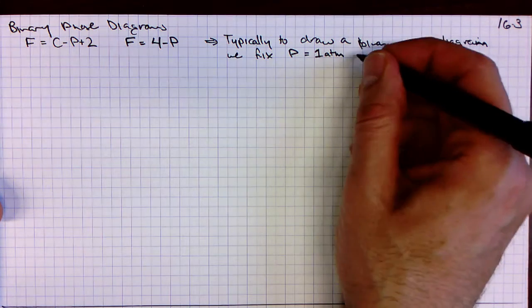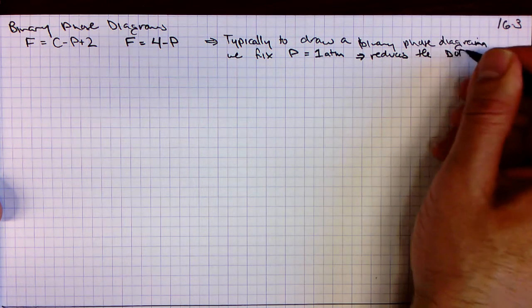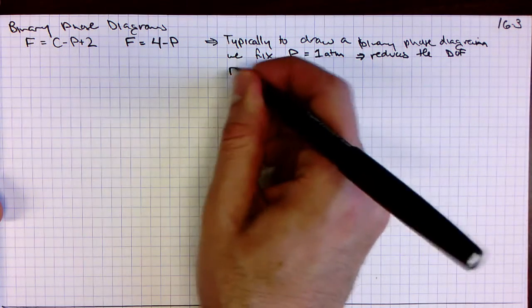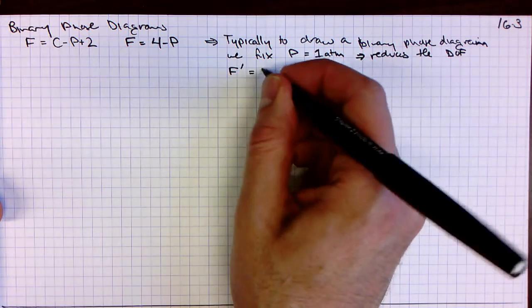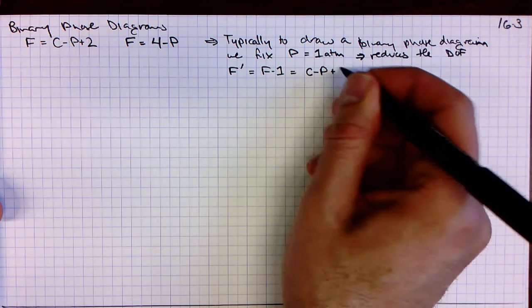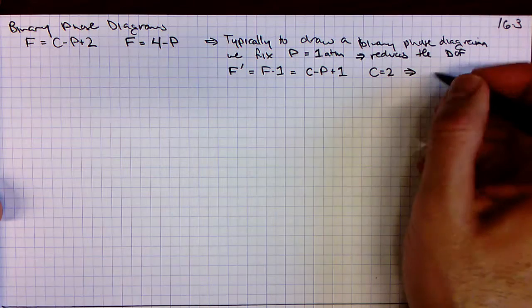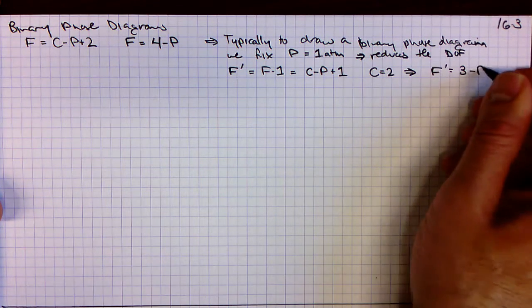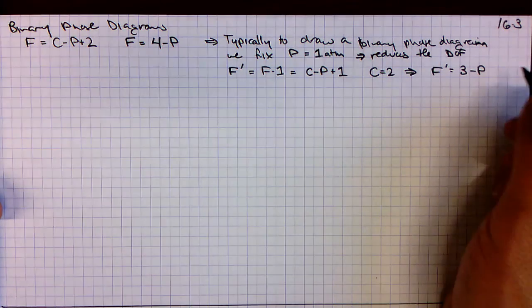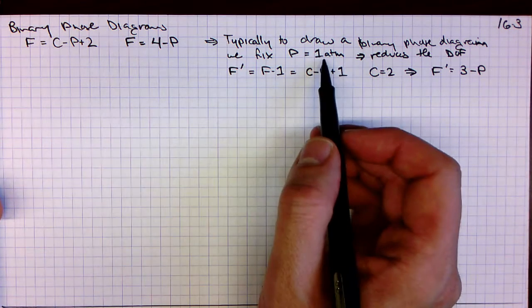So this reduces the degrees of freedom. So in that case, we have our new number of degrees of freedom, F prime, which is equal to F minus 1. So that's going to be C minus P plus 1, or in the case of a binary phase diagram, this leads to F prime equal to 3 minus P. So if we have one phase present, then we have 2 degrees of freedom. Okay, so that's important when you look at these binary phase diagrams. They're for a specific pressure.